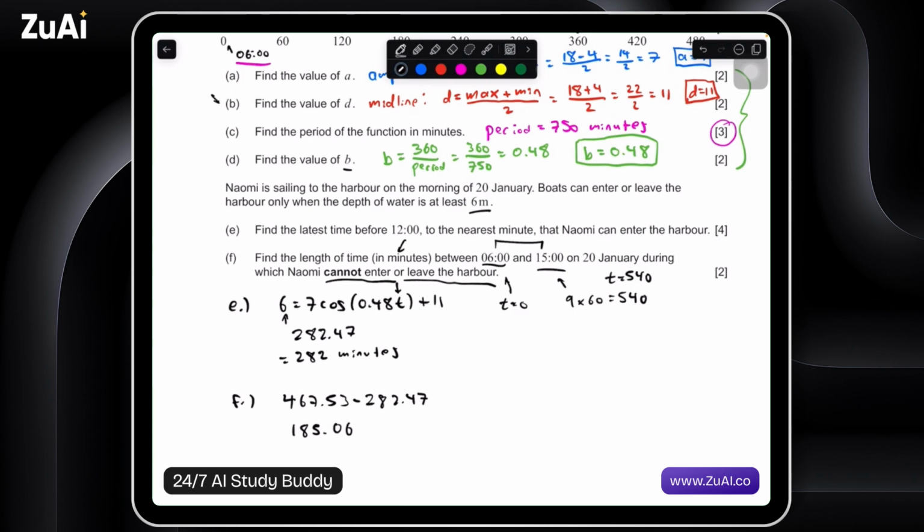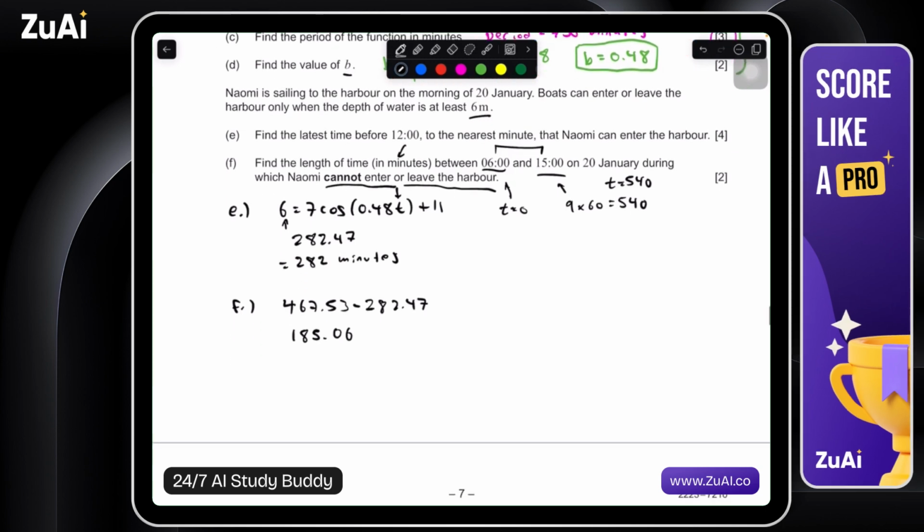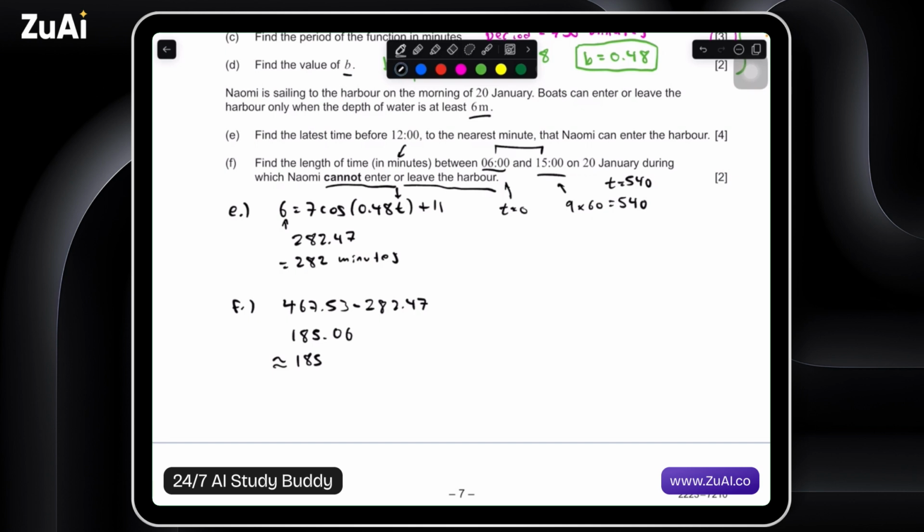And what is this? This is a 6/100th of a minute. So find the length of time in minutes between 6 and 15 hours where she cannot enter. Okay, last little bit, let's round this down to 185 minutes. And then let's convert this to, actually it's already in minutes, we don't need to convert it to anything. So that's it. That one wasn't too bad, actually.